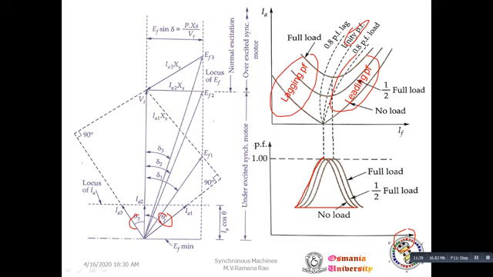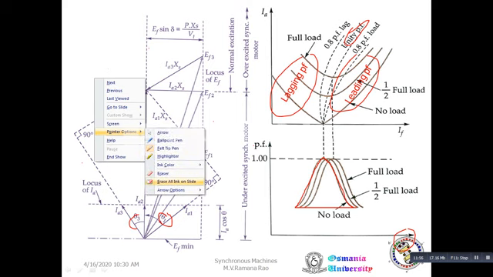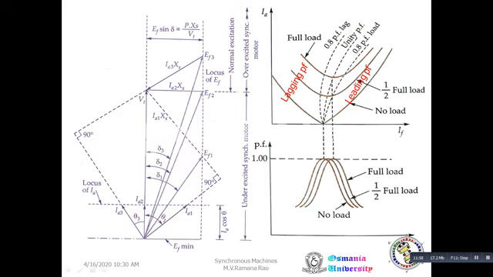So still if you go on increasing the excitation, the power factor will reduce. And this side is leading and this side is lagging. So this side is lagging PF and this side is leading PF. So in brief, this is the V curve. It is in a V shape. Observe here, V curve, and this is the inverted V curve.